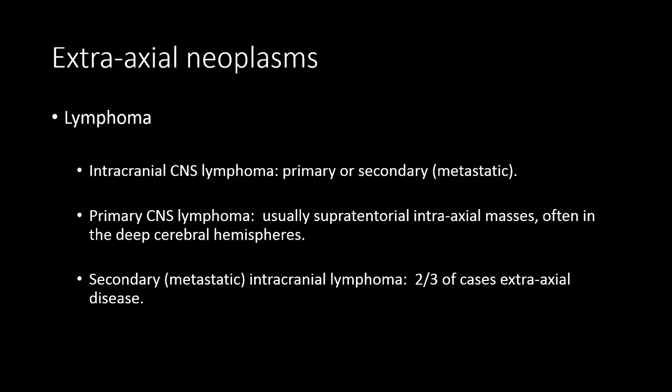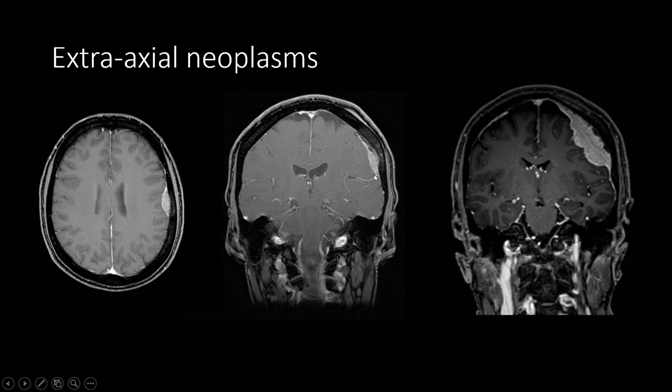Lymphoma can present with intracranial involvement. Intracranial CNS lymphoma can be primary or secondary, which is to say metastatic. Primary CNS lymphoma usually presents with supratentorial intraaxial mass or masses. Secondary or metastatic lymphoma intracranially usually presents with extraaxial involvement, which we'll take a look at here. So these are two examples of secondary intracranial lymphoma.